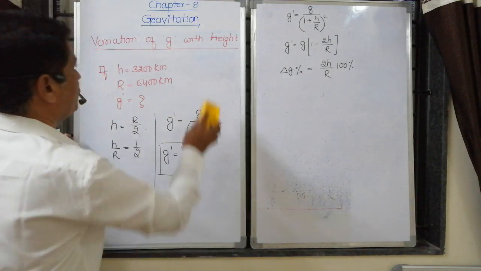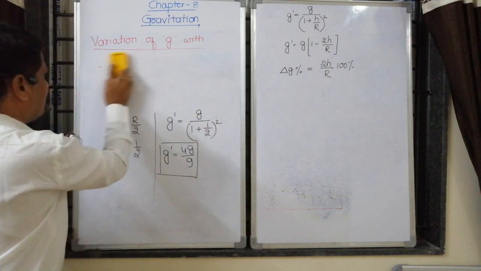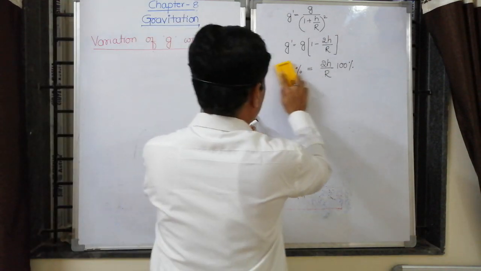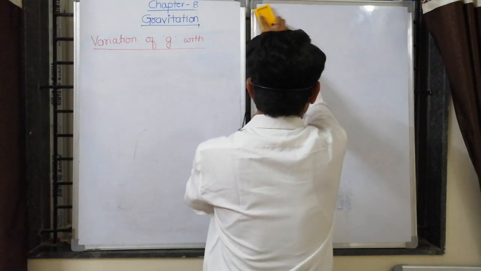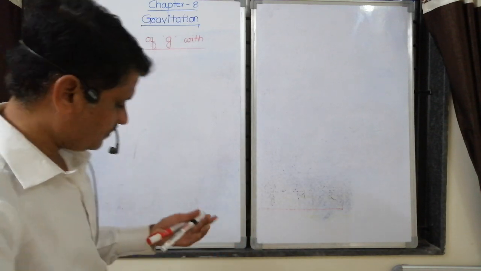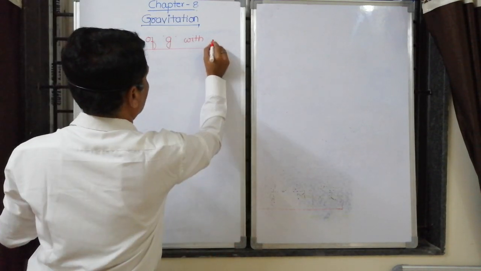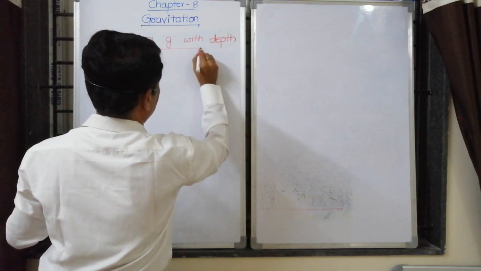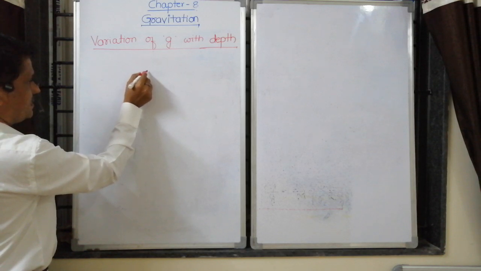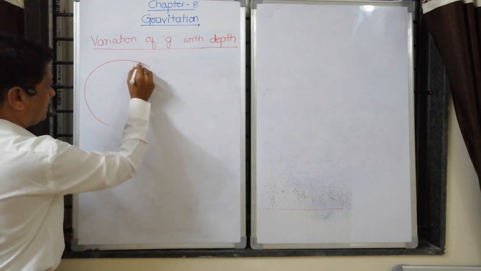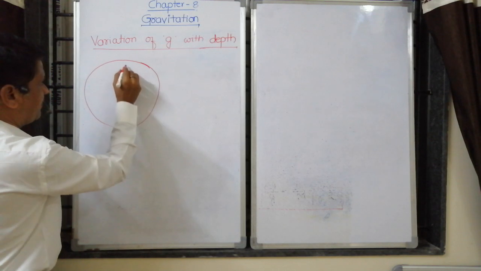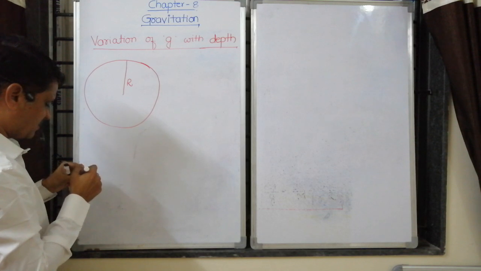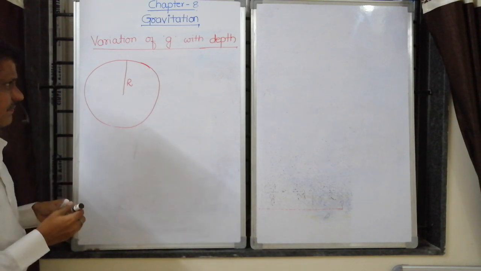Now, variation of g with depth. See, consider it is an earth of radius r, right? And once again mass m, density is uniform and so on.